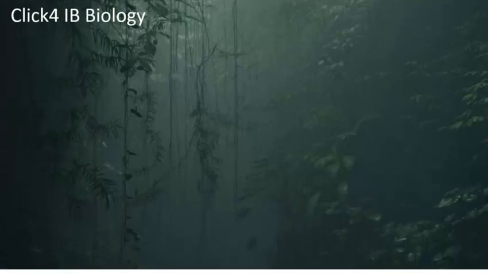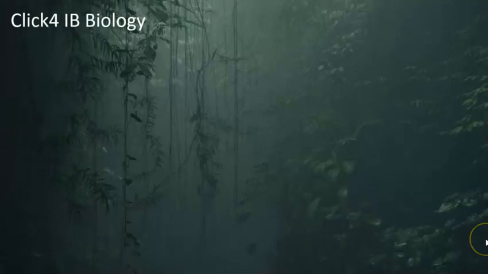That brings us to the end of C3.2 and the study of defense against disease.